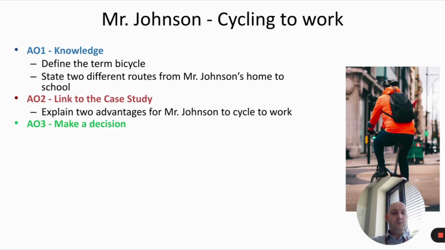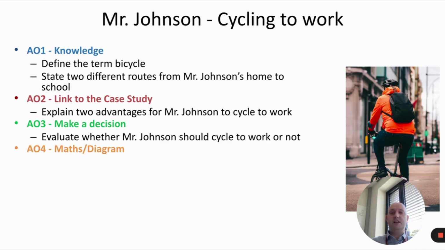The AO3 would be to make a decision. So you might say, evaluate whether Mr. Johnson should cycle to work. So here you might look at some advantages. So the health, and that I don't have to spend as much money on petrol, for example. You then might look at the disadvantages. So maybe it takes a lot of time out of my life. Obviously, cycling is going to take longer than driving the car. So that means I have less time for my family or whatever like that.